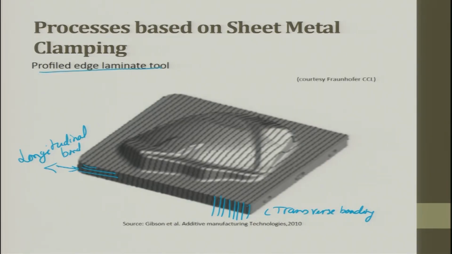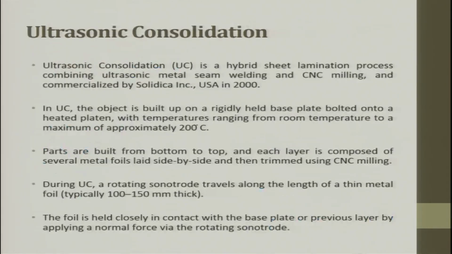So, this is a profile edge laminated tool used for making it. Ultrasonic consolidation is a hybrid sheet lamination process combining ultrasonic metal seam welding and CNC milling, commercialized by Solidica in the USA in 2000. In ultrasonic consolidation, the object is built up on a rigidly held base plate bolted onto a heated platen with temperatures ranging from room temperature to approximately 200 degrees Celsius.